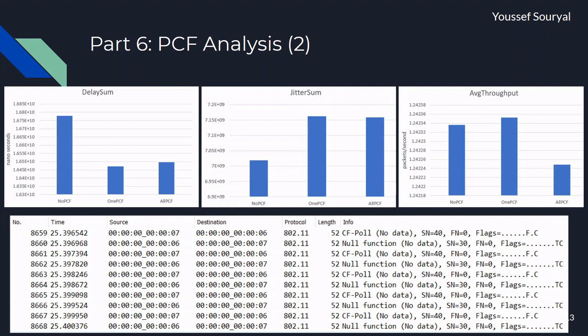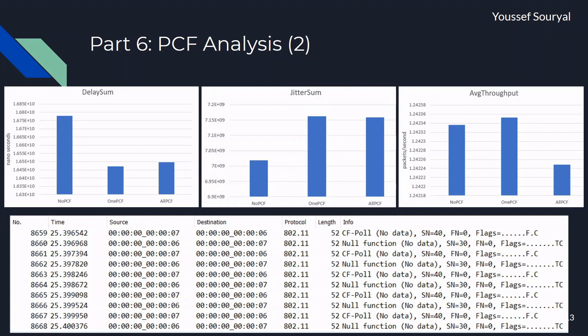For the delay sum, we noticed that the scenario with no PCFs had the largest delay sum compared to the other two, the one PCF and the all PCF. The all PCF scenario had more delay than the second scenario with only one PCF. For the jitter sum, we found that the no PCF scenario had the least jitter sum, and the one PCF and the all PCF had very close results. For the average throughput, we found that the no PCF had significantly higher throughput compared to the all PCF, and the one PCF had the highest throughput.